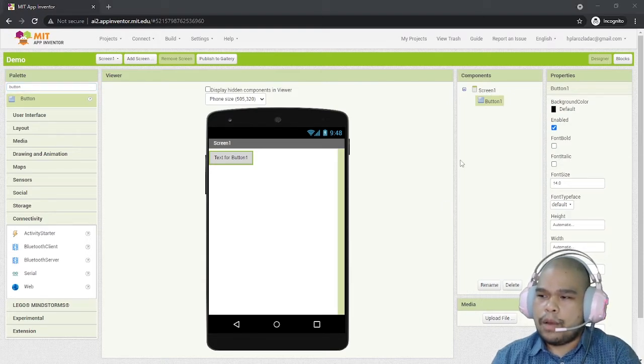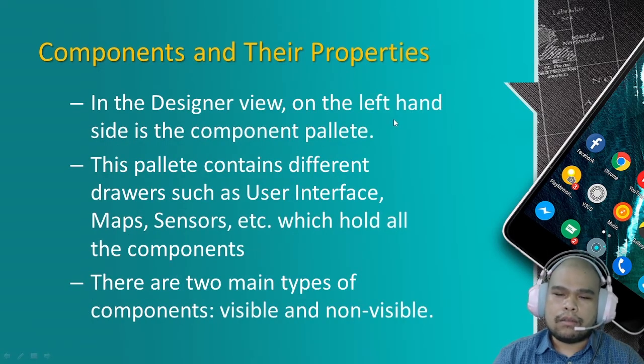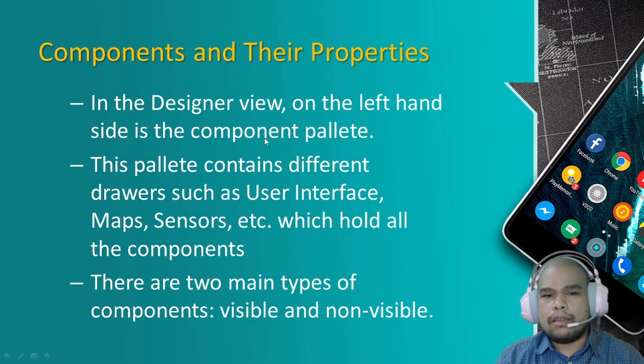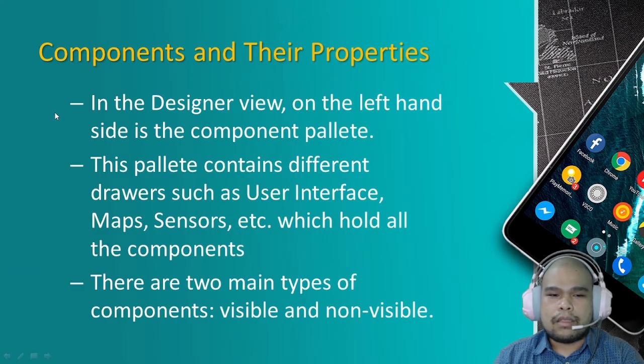So now let's proceed. So in the designer view, again, no, makikita po natin yan on the left-hand side. Ito yung tinatawag natin na components palette. Okay, so this is your components palette. So this palette contains different drawers such as for the user interface, map sensors, which holds all the components, no? So these are the different categories that we have for your components. So regarding the types, no, there are two main types of components in MIT App Inventor. So that will be the visible and the non-visible component.